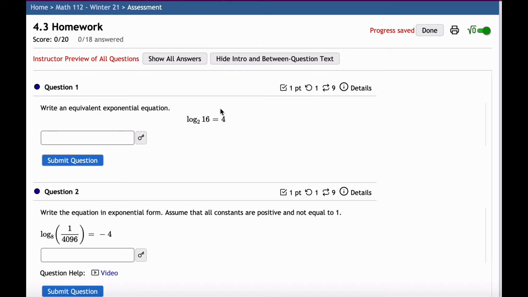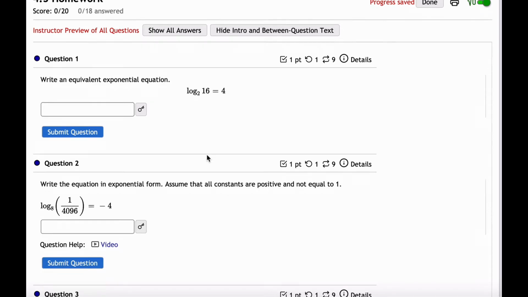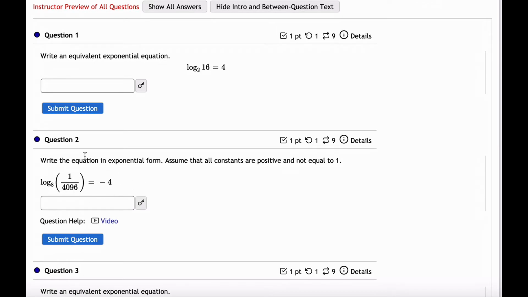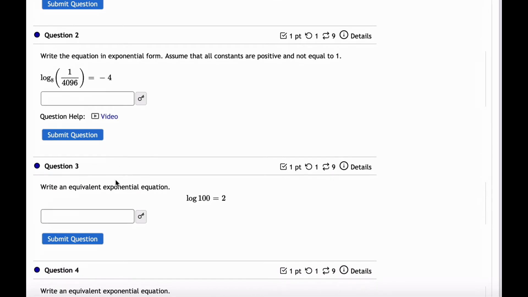But it'd be nice if you could not only figure it out when the numbers are a little bit easier like this, but also when the numbers are a little bit harder like you see here. Something to some power equals some number, where those three somethings are an 8, a 1 divided by 4096, and a negative 4. Similarly, in question 3, we start out with this logarithmic equation.